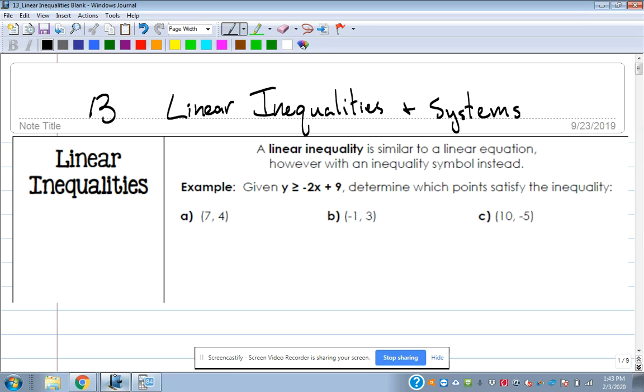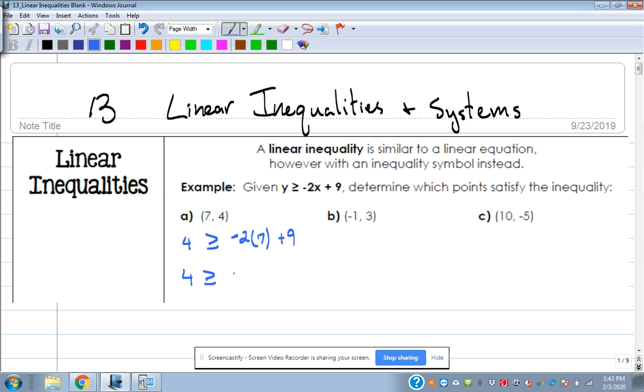So looking at this problem, we have one inequality, y is greater than or equal to negative 2x plus 9, and then we have three ordered pairs, and they want us to decide which of those points, if any of them, would satisfy that inequality. So what we've got to do is just plug the ordered pairs into that inequality and see if it works. For part A, you're going to put a 4 in the place of y and a 7 in the place of x.